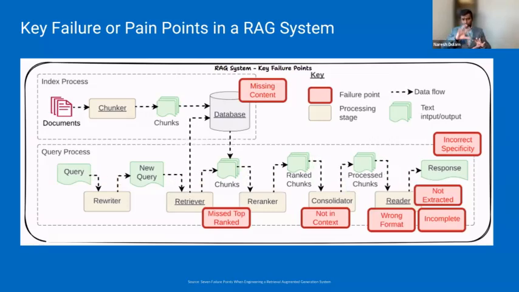The first one, the top one, is the missing content. It's because the data may not be available to answer your question. And in the bottom part, sometimes in your query generation and retrieving the documents, there could be issues, and those fall under missed top ranks, not in context, or incorrect specificity. Sometimes you have the right data, but you are not able to generate the right answer using these LLMs. That includes wrong format and incomplete. We'll go into detail on each of these and how to tackle these pain points in the real world.